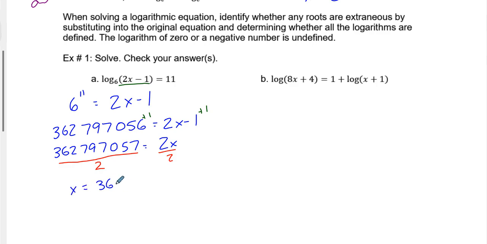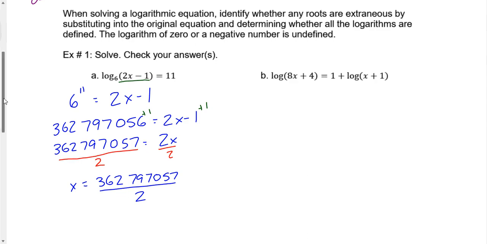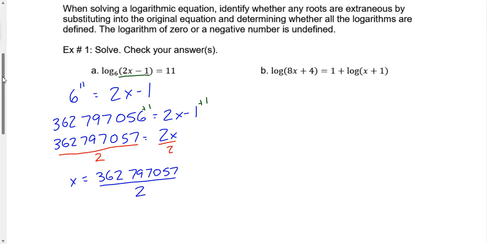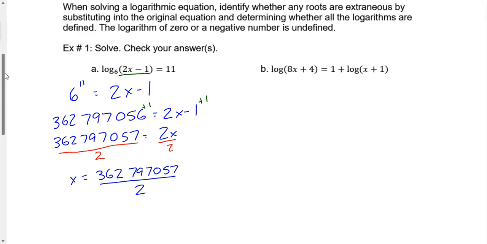So we'd have, as an exact number, yes, this one would work out nicely as a decimal, but 362,797,057 over 2. I'm not going to worry about checking this answer because we'll have 2 other questions that we'll actually be able to check. But trust me that if we were to plug this in, it would work out. All right. Now, we're not going to check this one either. We're going to actually check question C before we come back to B.